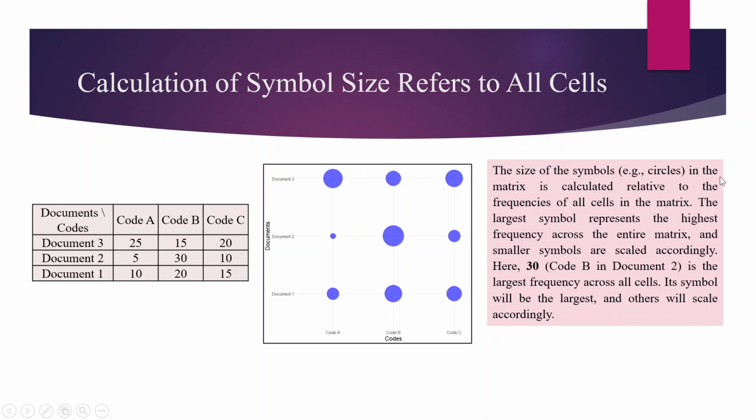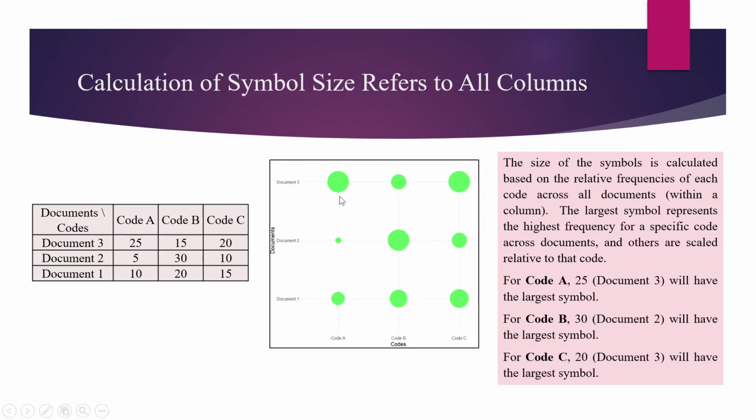The size of the symbols in the matrix is calculated relative to the frequency of cells in the matrix. The largest symbol represents the highest frequency across the entire matrix, and smaller symbols are scaled accordingly. Here, 30, code B in document 2, is the largest frequency across all cells. Its symbol will be largest, just see, and others will scale accordingly. So this is 5 and the circle is small. Next is column: code A, code B, code C.